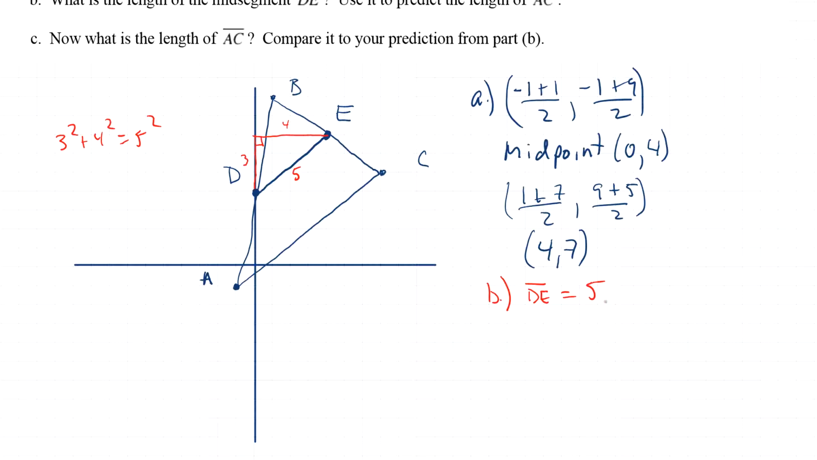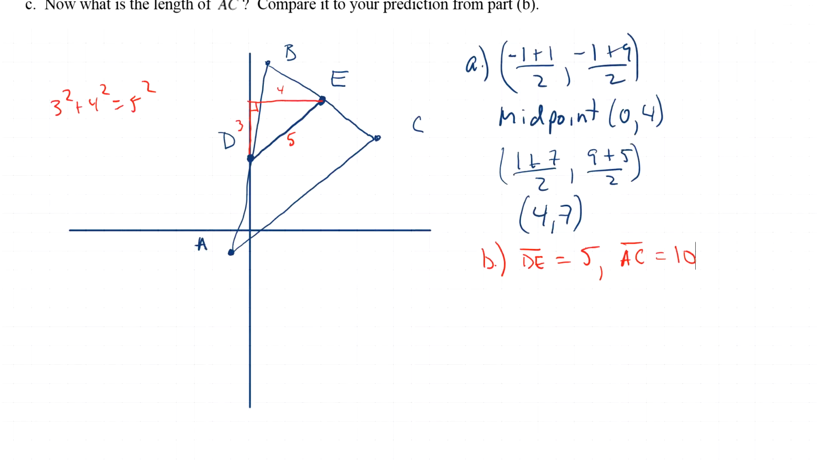And if DE is 5, then I know that segment AC has to be 10, because it's going to be twice. This is the mid-segment. DE is the mid-segment, and it has to be half of AC, so AC would be 10. So now it says, what is the length of AC, and compare it to your prediction.